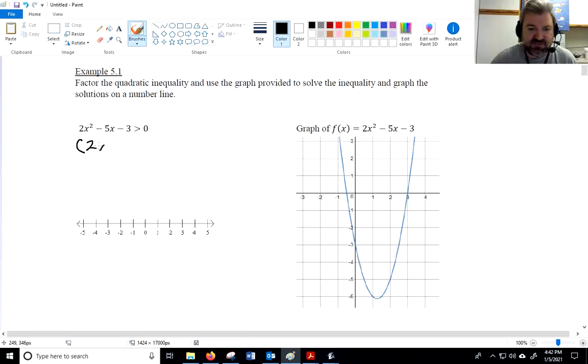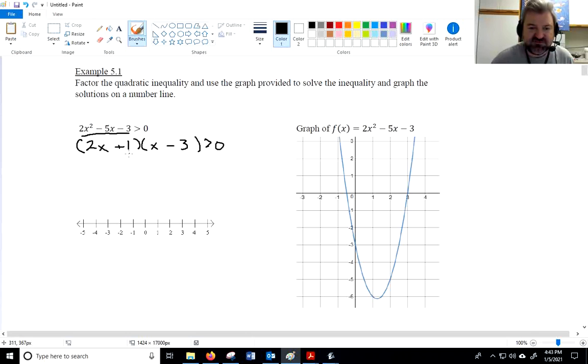That's going to have to be a 2, and that's going to have to be an x, right? And we'll do a 3 and a 1. I'll make that a -3 and a +1. Okay, so we have rewritten this expression here, factored. Let me just check the inside and outside product. That's a -6x plus 1x is -5x. So this should be good to go.